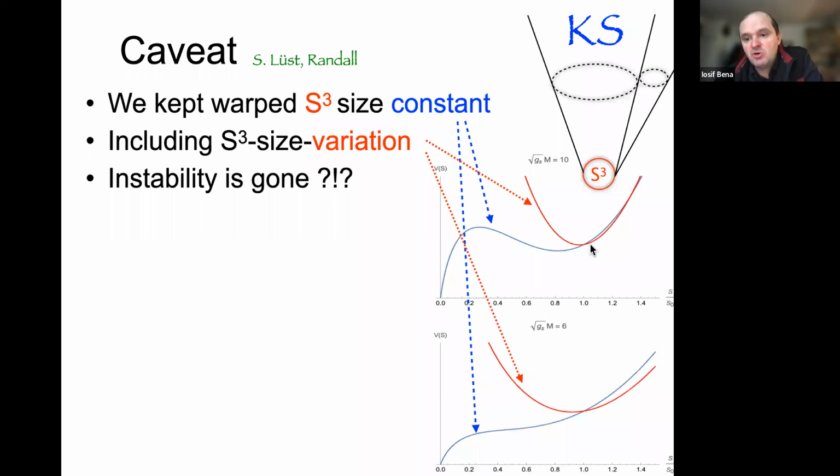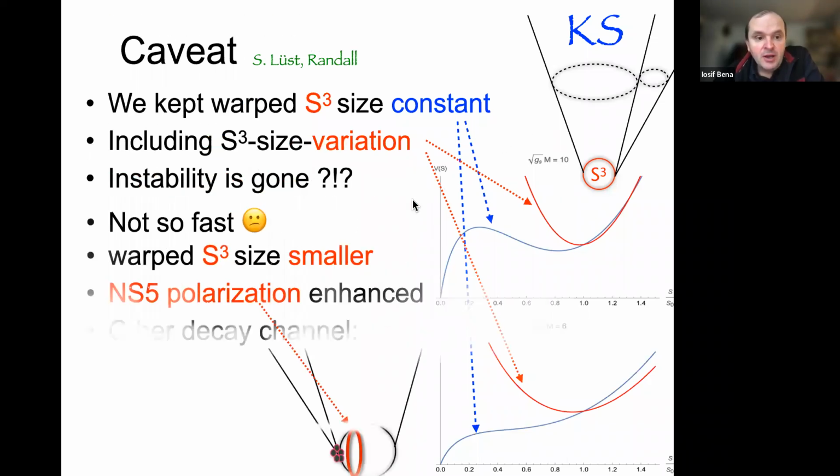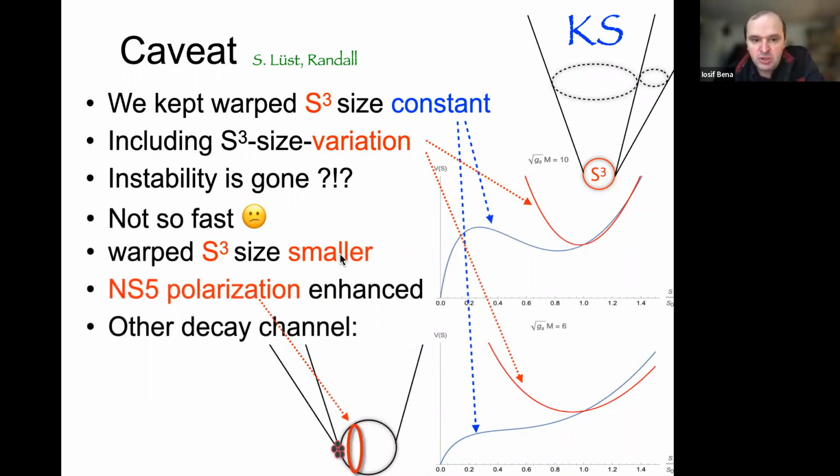You always have a metastable configuration for whatever value of M there is. However, there's also another problem, because what they found is that when you put the anti-D brane, the unwarped size of the S3 becomes smaller. And because of that, there's a nice effect which was found by Kachru, Pearson, and Verlinde, which is the polarization into NS5s.